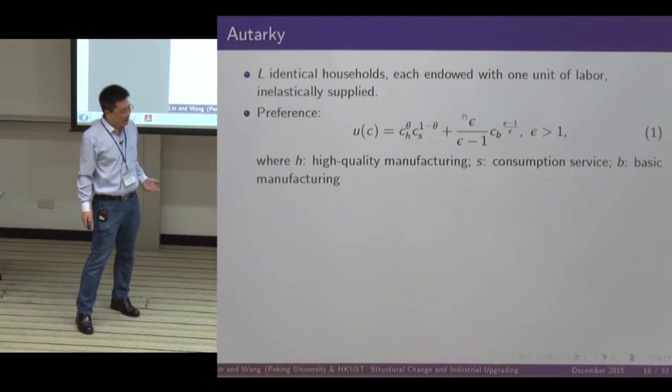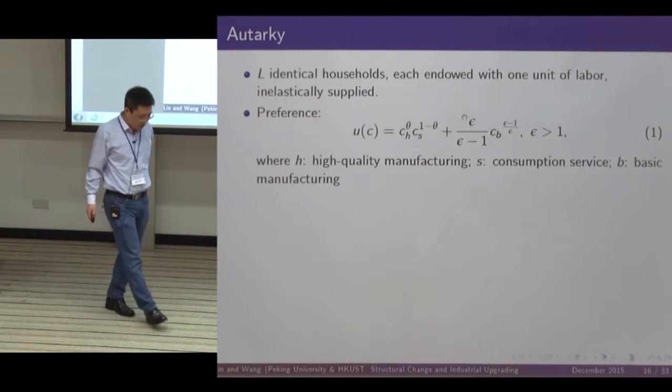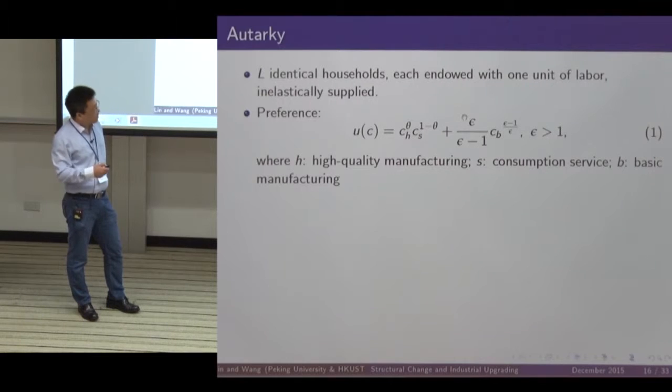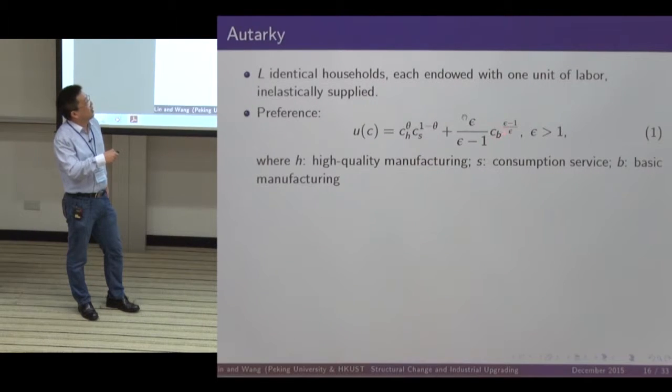So this is the preference utility function to work with. If you normalize this to one, this is a quasi-linear utility function. Here, H refers to high-quality manufacturing consumption, S is consumption of service, and B is basic manufacturing. Here, epsilon is the price elasticity for C_B.